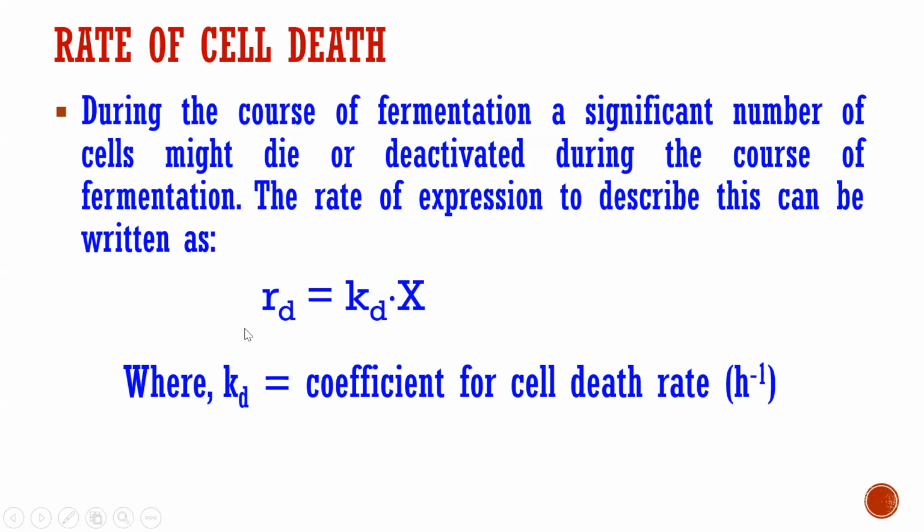I think I've explained this to you. I taught you guys in the Malthusian model that rate is always proportional. When you talk about growth, it's proportional to the cell concentration. It's the same with death. Rate of death is proportional to the cell concentration: the higher the cell concentration, the higher the death rate, right? So you can turn it into an equal sign, and then you have a constant here, KD. KD is the coefficient for the cell death rate.